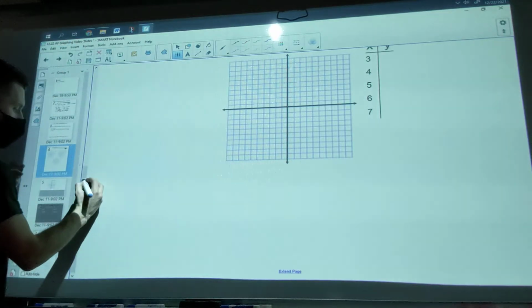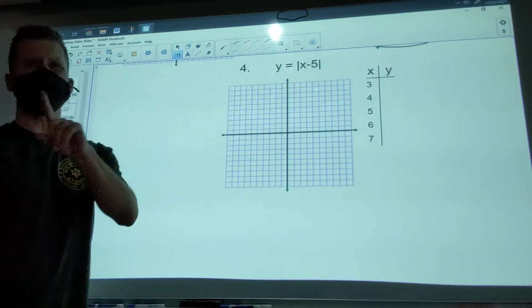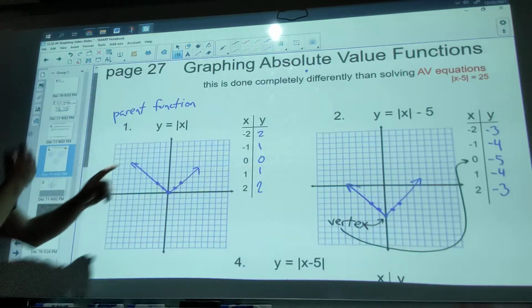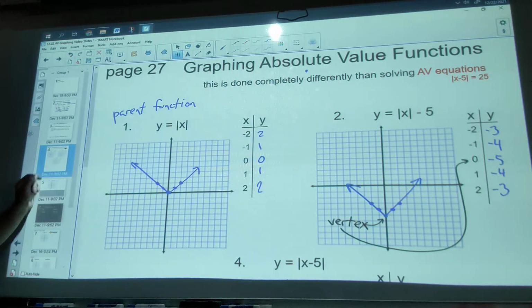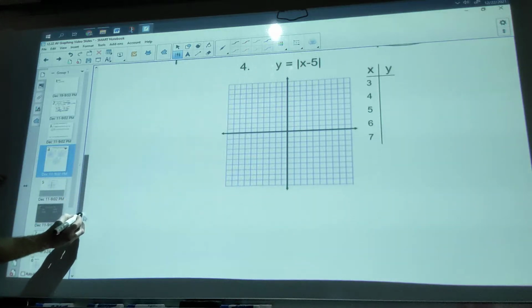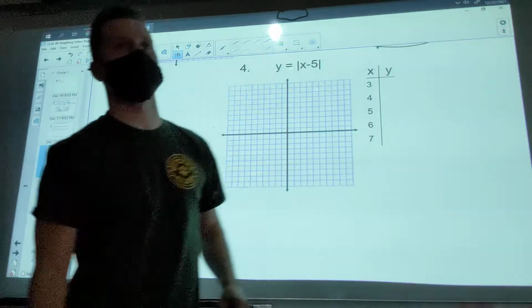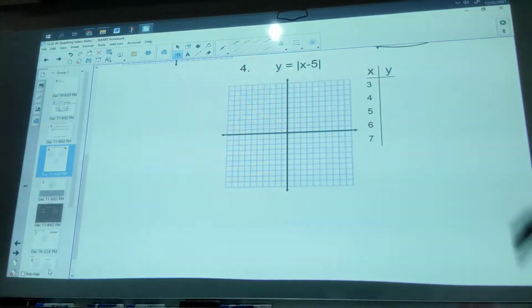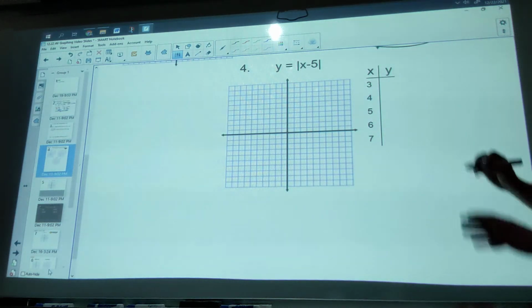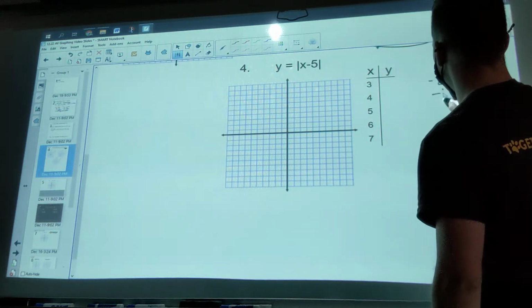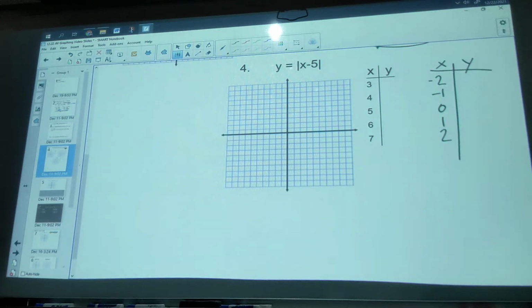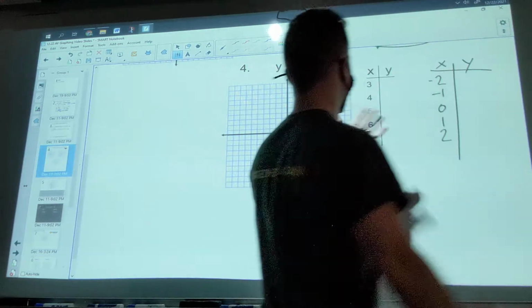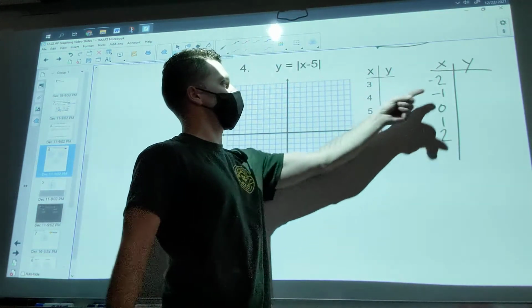This is number 4. Did it use the points just like the other one, -2, -1, 0, 1, 2? Look on the paper. No, right? It uses 3, 4, 5, 6, 7. Now here's the issue. Let's just say we used -2, -1, 0, 1, 2, because we didn't know any better. We just came off those last ones, and it seems like the vertex is always at 0. Let's see what happens if we plug these 5 numbers in. So -2, Avi, can you help me with these?